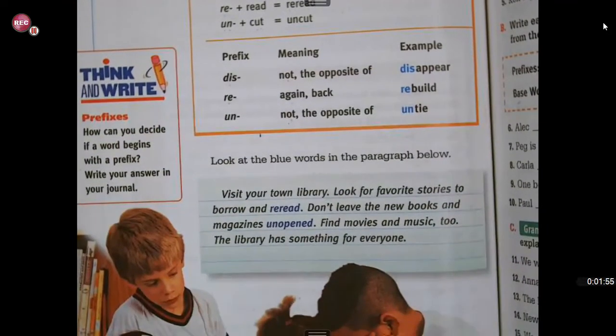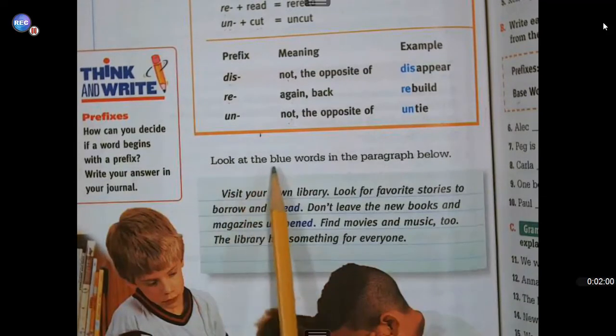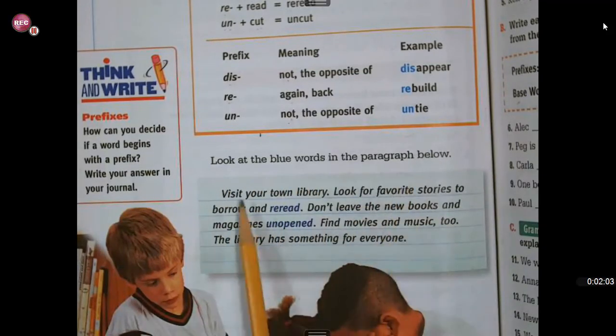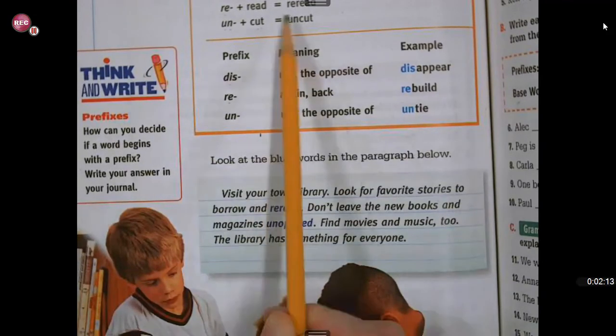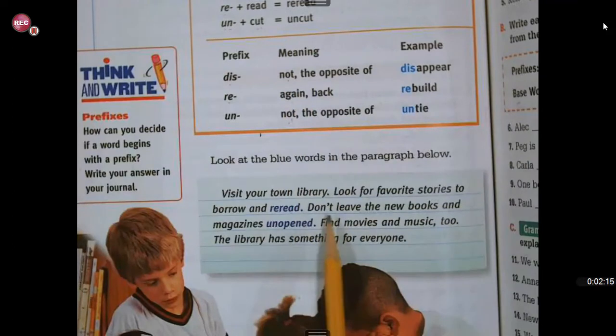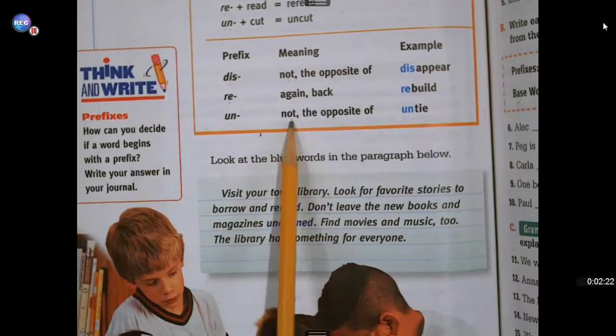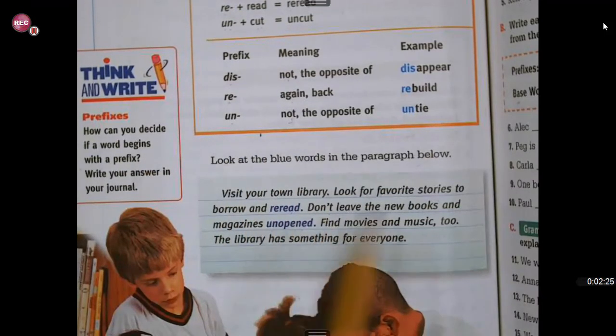So you're going to use those words in your assignment today. But let's look down here at this paragraph. It says, look at the blue words in the paragraph below. Visit your town library. Look for favorite stories to borrow and reread. So you can see up here, reread means to read again. Don't leave the new books and magazines unopened. Remember, un means not, so not opened.